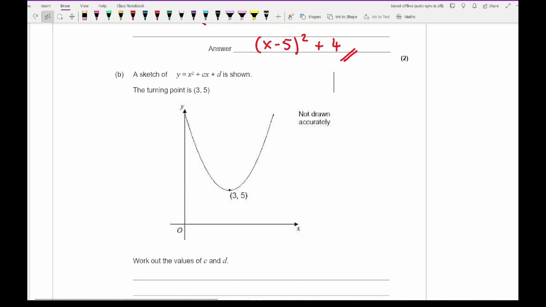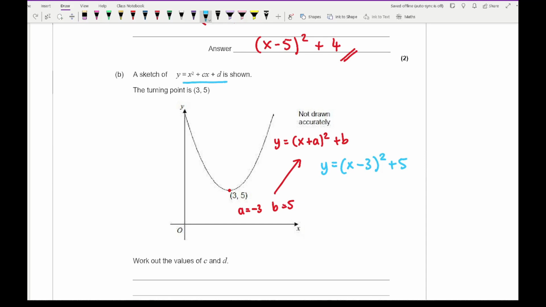The next question says a sketch of y equals x squared plus cx plus d is shown, and it gives us our points here. It says work out the values of c and d. So from our turning point, if I use completing the square, here a is going to equal 3 and b equals 5. So then substituting into this, I end up with y equals x minus 3 squared plus 5. Now I need to expand the bracket so I get it into unfactorized form.